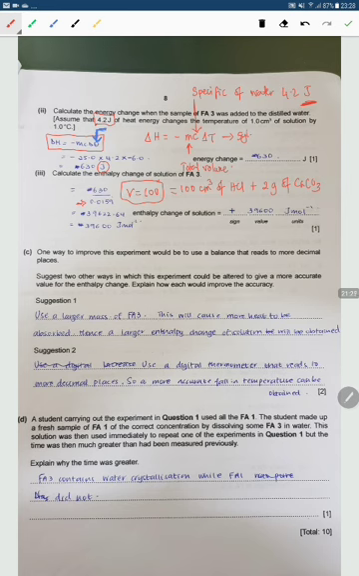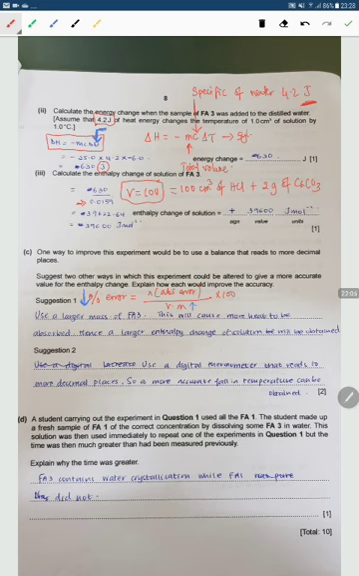One way to improve this experiment would be to use a balance that reads more than 2 decimal places. There are other ways too, for example, using a larger mass. Now, you need to know that when you use a larger mass, the percentage error is less, because percentage error is the absolute error divided by the value measured multiplied by 100. And if you increase the value measured, the percentage error drops down. That is a mathematical fact. So using a larger mass, you have less error in the practical.